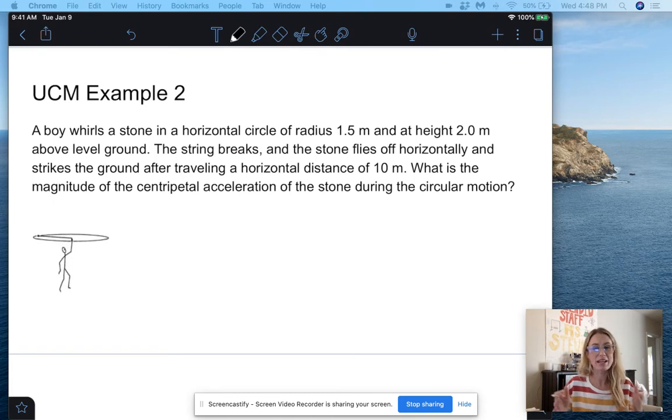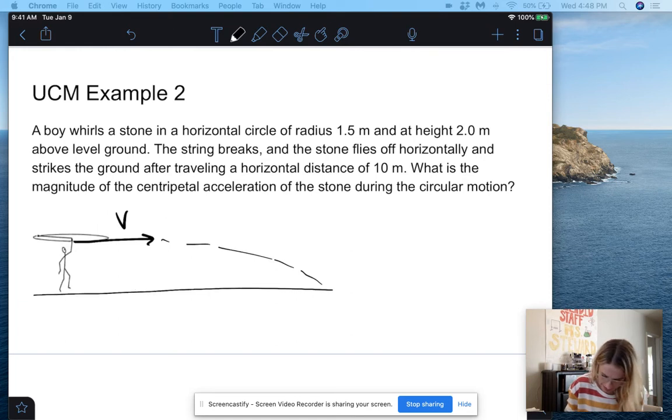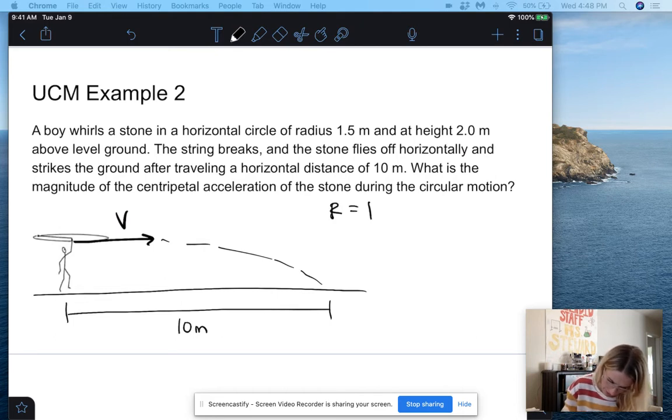So this is kind of a combination of uniform circular motion and horizontally launched projectiles. So this is something that you might see on a quiz or a test coming up. Hint, hint. All right, so we have this string breaks and then it flies off horizontally and then lands 10 meters from where the boy is standing. Okay, now we also know that the radius of the circle is 1.5 meters. The height, so our y displacement is 2 meters. And then that's all that we know.